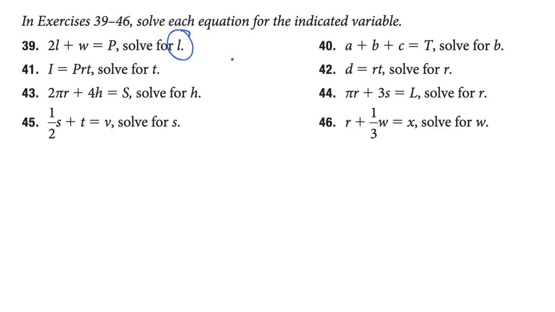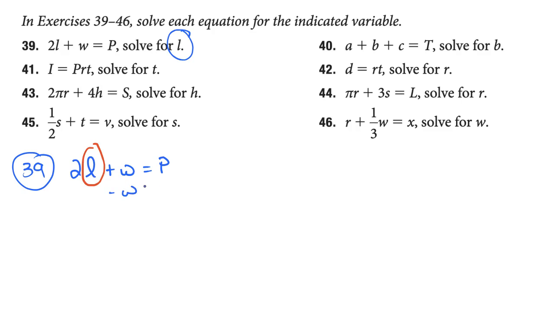So that's an L right there. So we've got 2L plus W equals P. So I'll rewrite this down here. We've got 2L plus W equals P. And we need to solve for the L. And I recommend circling and using colors and things because I think it really helps people to keep everything straight. So you want the L by itself.